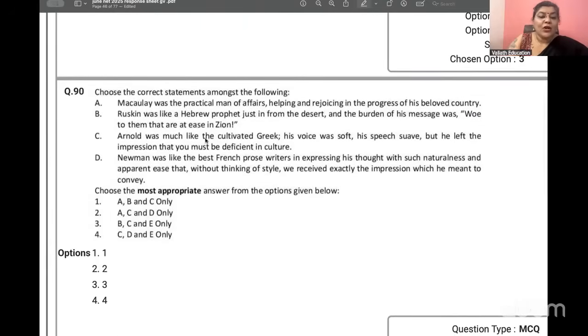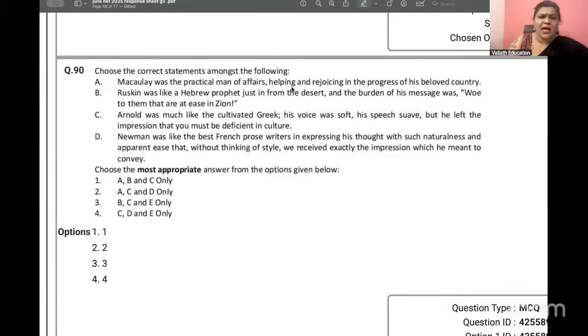Then Macaulay was the practical man of affairs. Yeah, Macaulay was very practical, helping and rejoicing in the progress of his beloved country. A is completely right. So answer is not 3 or 4. Ruskin was like a Hebrew prophet. Ruskin like a prophet? Not at all. Because I've taught you Ruskin is a commercial class man. He believed in art for life's sake. And the burden of his message was, woe to them that are at ease in Zion. Looks like wrong. Because you know that Ruskin was a practical man from the commercial class. I have said that. Do you remember? He talked about art for life's sake. Doesn't look like a Hebrew prophet.